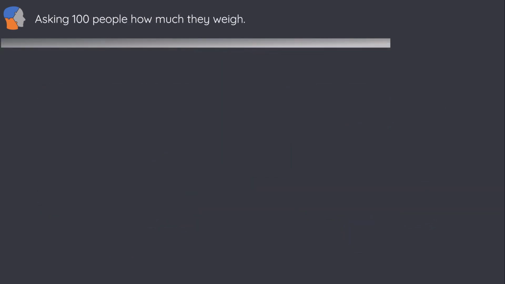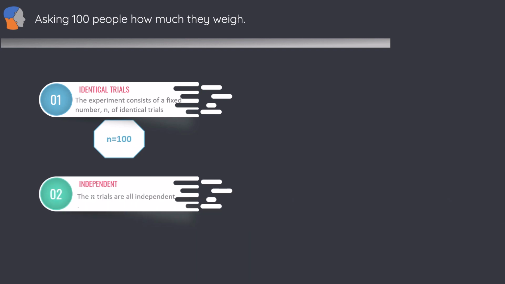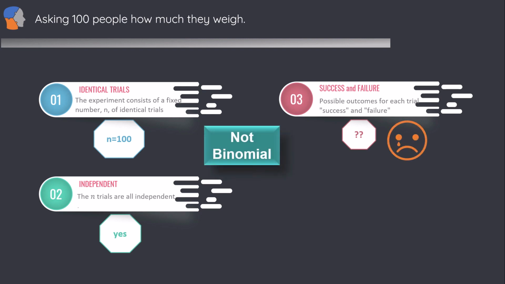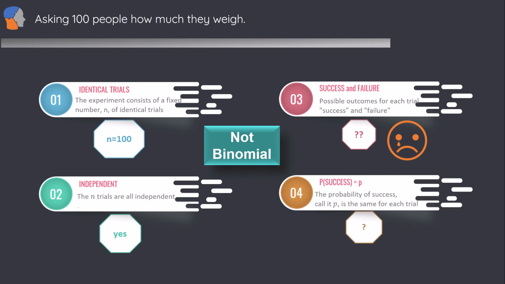Asking 100 people how much they weigh. What do you think about this? Identical trials? Yes, it is right. N equals 100. Independent? Yes, trials are independent here. Only two possible outcomes. It is not satisfied here. Therefore, this is not a binomial distribution. We don't have success or failure. Therefore, the success probability is also unknown. So, the fourth condition is also not satisfied.